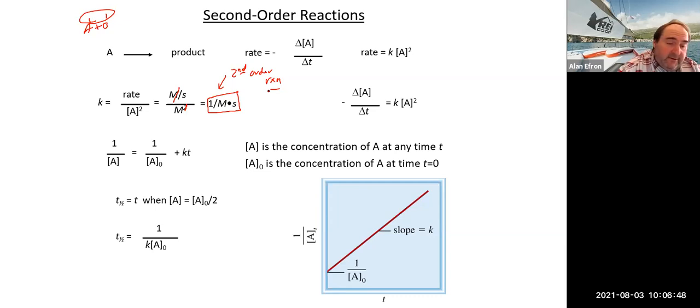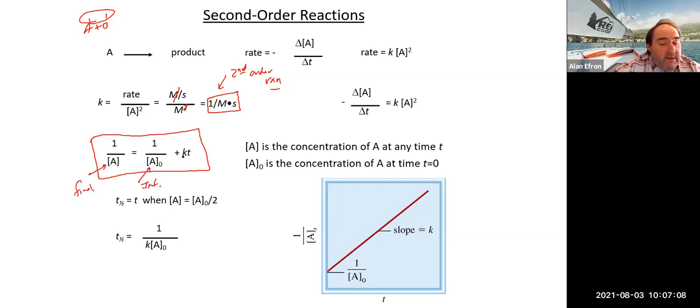Now, there is an integrated rate law for second order, and as you can see, it is significantly different than the integrated rate law that we use for a first order reaction. So for a second order reaction, it's 1 over the final concentration equals 1 over the initial concentration, along with our rate constant and our time. So obviously you can see it's very different.